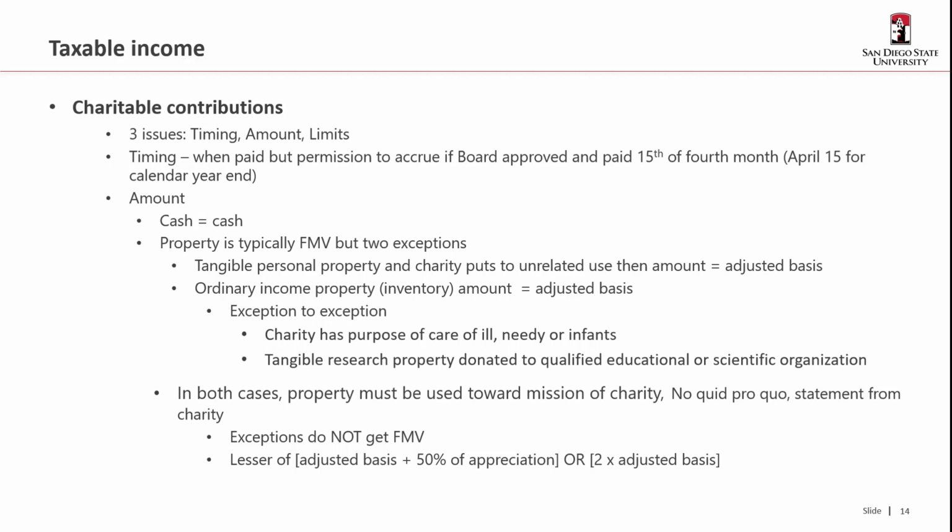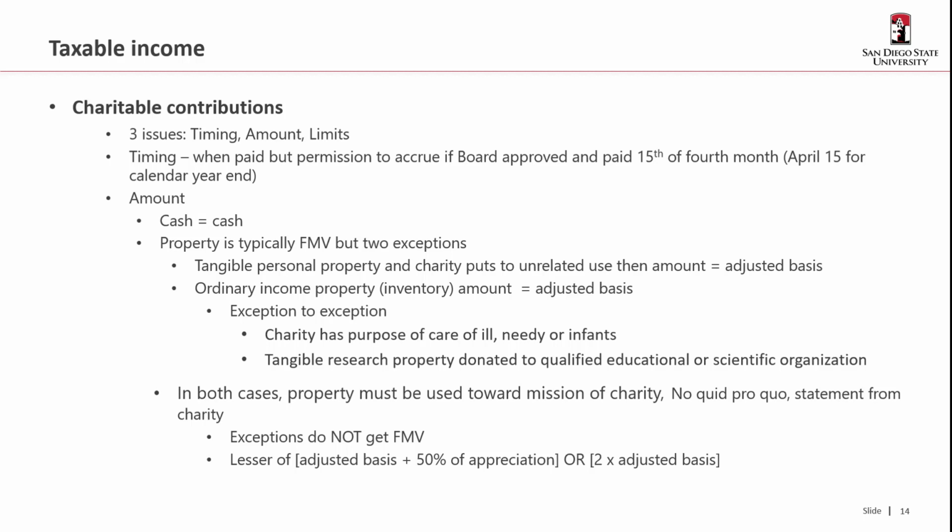So what is the amount? The amount is pretty straightforward if it's a cash donation, right? So if I donate $100 of cash, the charitable contribution amount is $100. That's very straightforward. If, on the other hand, I donate property instead of cash, the value is typically the fair market value of that property. However, there are 2 exceptions to a corporation taking the fair market value as the amount of the charitable contribution.